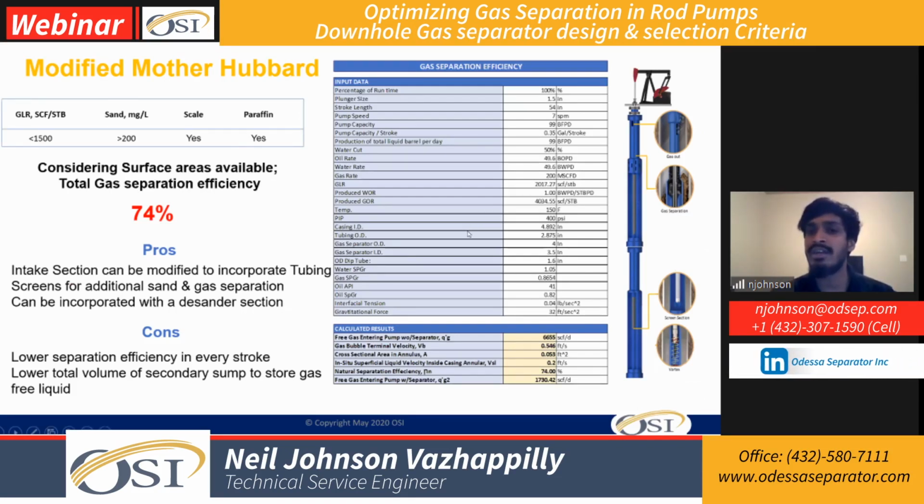But if it is severe, we need to make sure to have either a chemical screen, an OSI chemical screen right below it, or some surface chemical treatment above it, or both if it's severe. So these are some of the selection criteria that we have for a modified Mother Hubbard style separator.